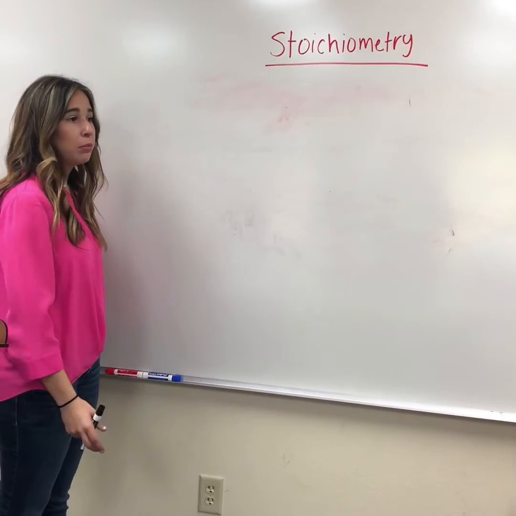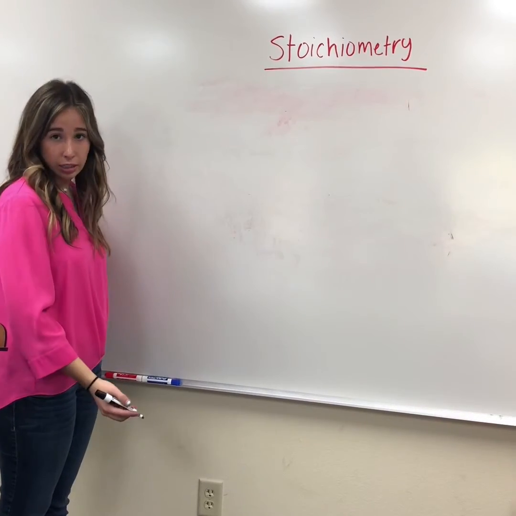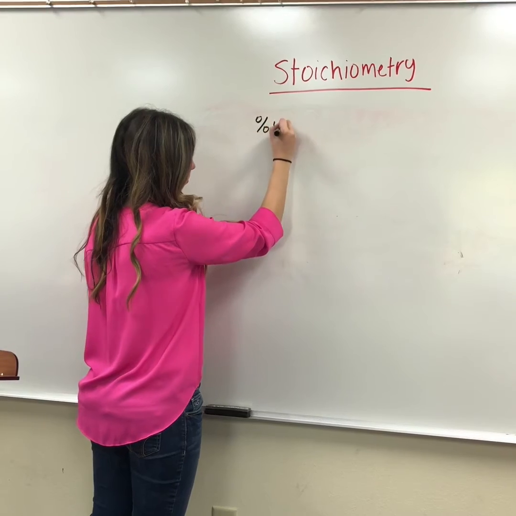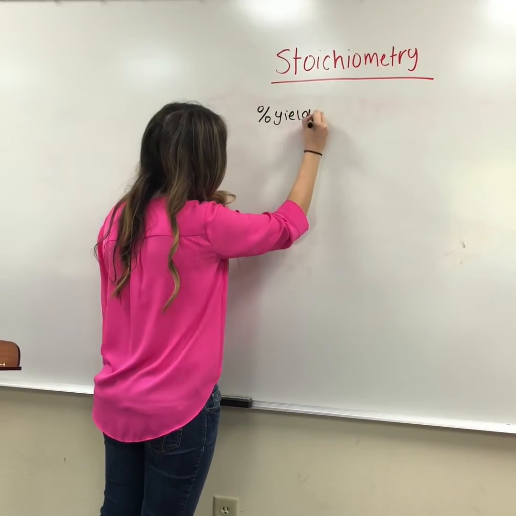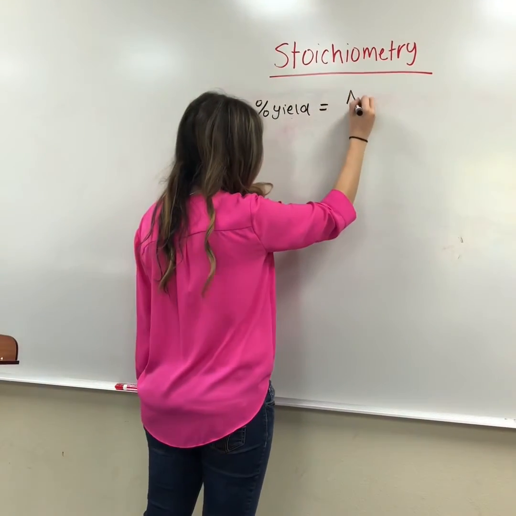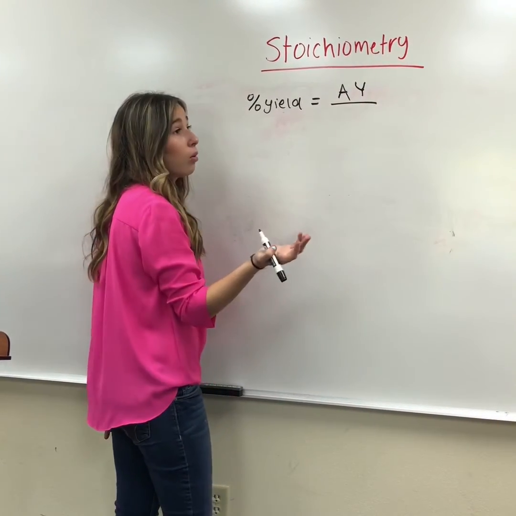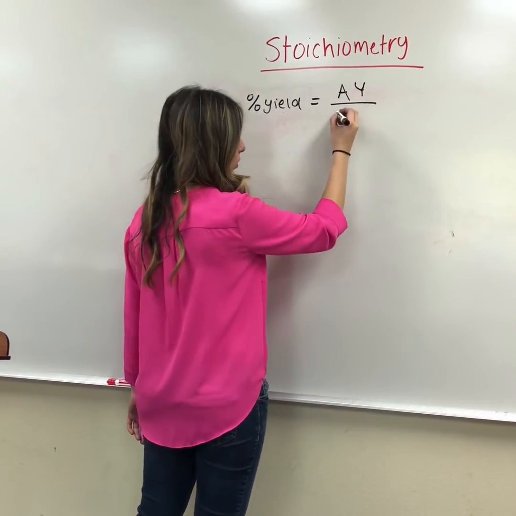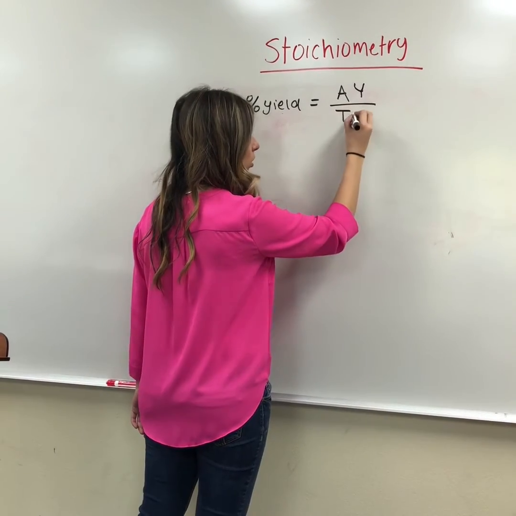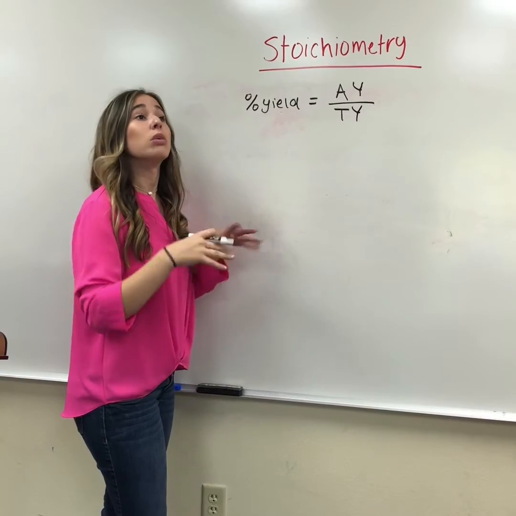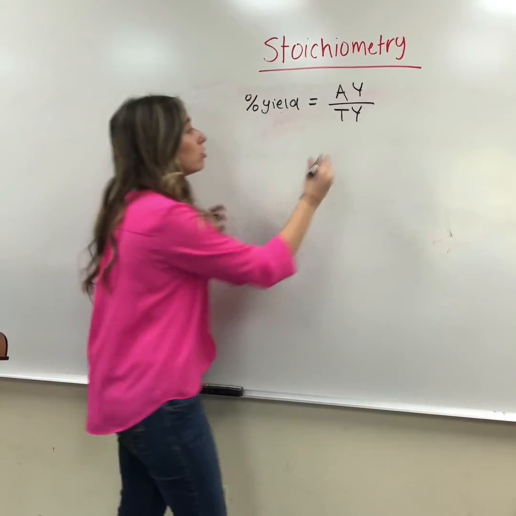So when doing an experiment, you're going to want to find your percent yield. The formula for percent yield equals the actual yield, which is what you got in your experiment, over the theoretical yield, which is what you're supposed to get if it was a perfect world, times 100.